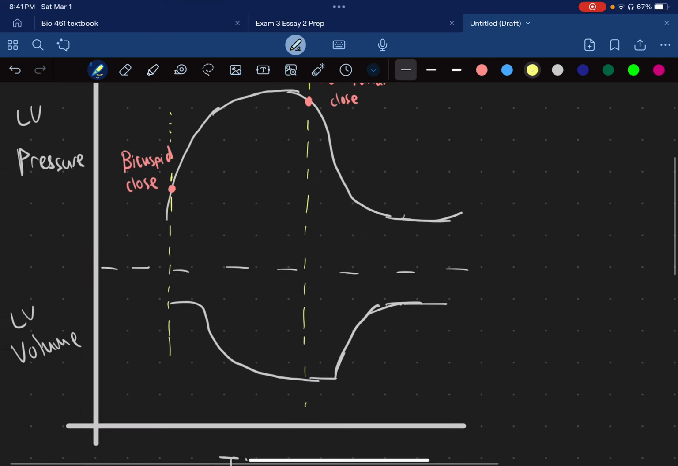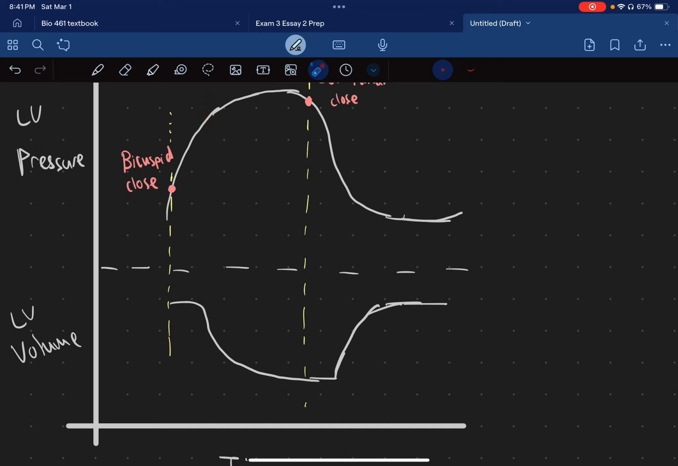So what's happening here? Our bicuspid valve is going to close. So before this point right here, the volume was slowly increasing. The bicuspid valve closes because the pressure in the ventricle is higher than the pressure in the atrium. So the bicuspid valve closes. We get our isovolumic contraction. So the pressure is going up, the heart is contracting.